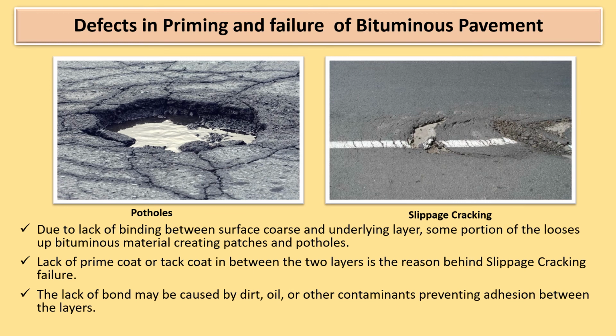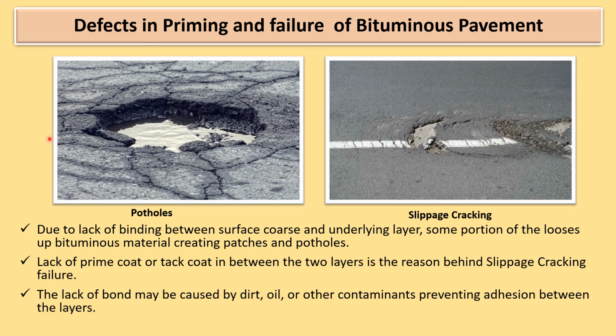Defects in priming and failure of bituminous pavement. Defects in application of prime coat not only fail to achieve the objective of priming, but in course of time become the reason for failure of bituminous pavement at different localized sites. Creation of potholes and slippage cracking are two of the defects mostly visible in the post-construction period.